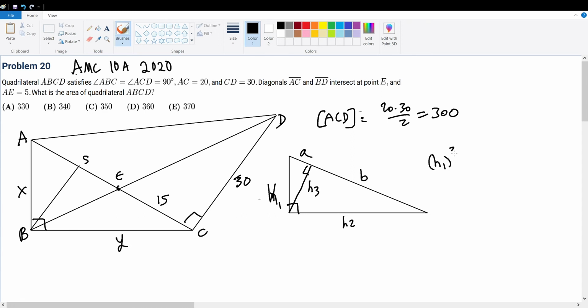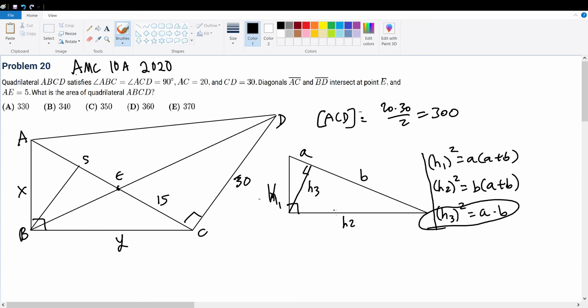H1 squared will be a times a plus b. H2 squared will be b times a plus b. And H3 squared will be equal to a times b. This can be easily proven with similar triangles, but I'll not be doing that within this video for time's sake. But given these three, we can find out each of the heights. And which one is the most usable? Well, obviously, I wanted to use the third one.